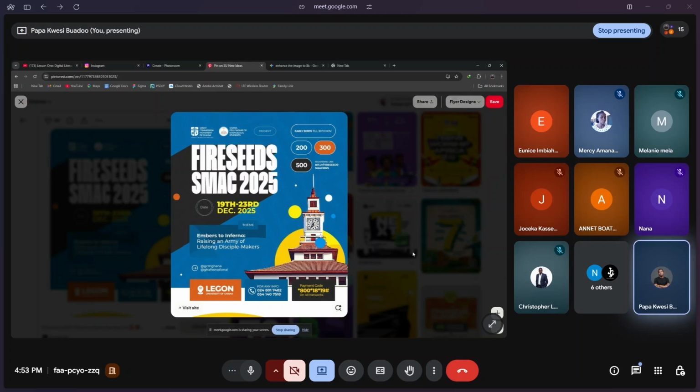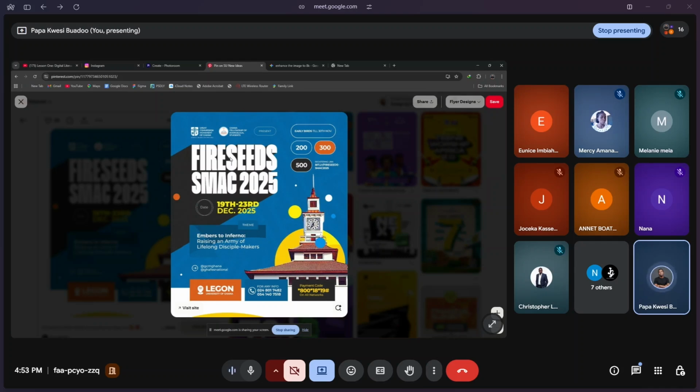Okay, so here you can see that the designer laid emphasis on the text Fire Seeds SMAC 2025. So once you take a look at this design, the first thing you're going to see here is the title of the event, which is the Fire Seeds SMAC 2025. And the next thing your eyes could go to is maybe the dates over here, which is 19th to 23rd December 2025. From there, your attention could be drawn to either the theme or the venue, contact info, and the payment code. But the most important thing here is the title of the event.